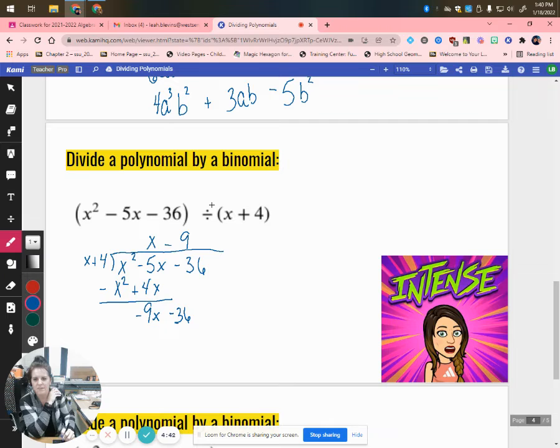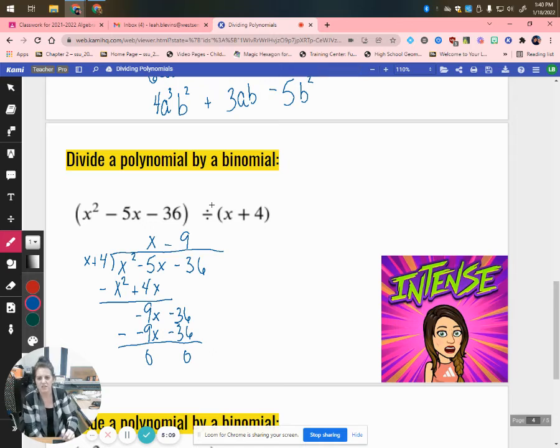So negative 9 times x is negative 9x. Negative 9 times 4 is negative 36. And we subtract. So negative 9x take away a negative 9x, that becomes a positive, right? Negative 9x take away a negative becomes negative 9x plus 9x, which is 0. Negative 36 take away a negative 36 becomes negative 36 plus 36, which is 0.